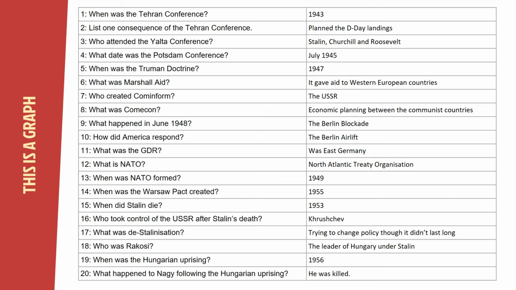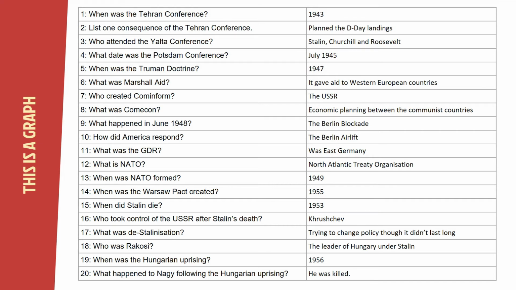Truman Doctrine came in 1947. Remember, that's Truman saying that he wanted to try and contain the spread of communism. Marshall Aid is money given to Western European countries to stop them becoming communist countries. So the USA, remember, were determined that Western Europe wouldn't become communist.